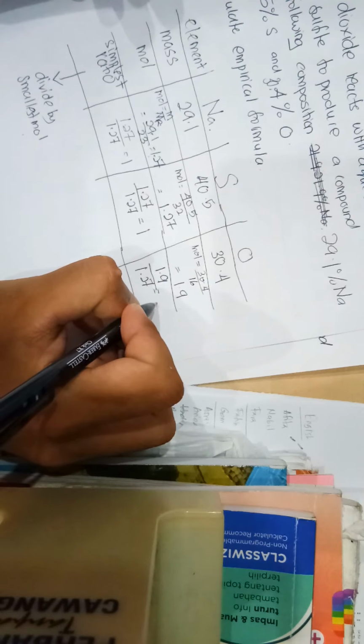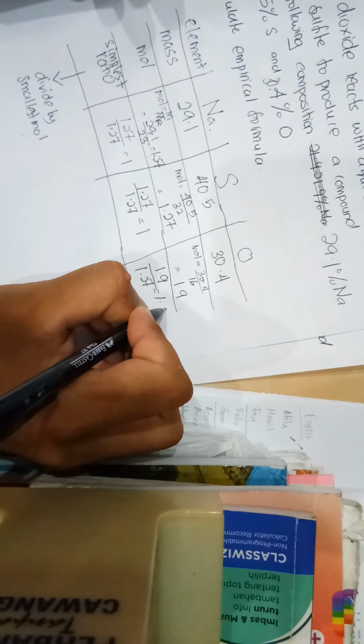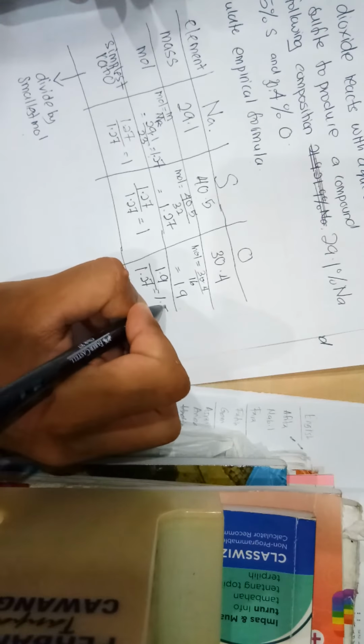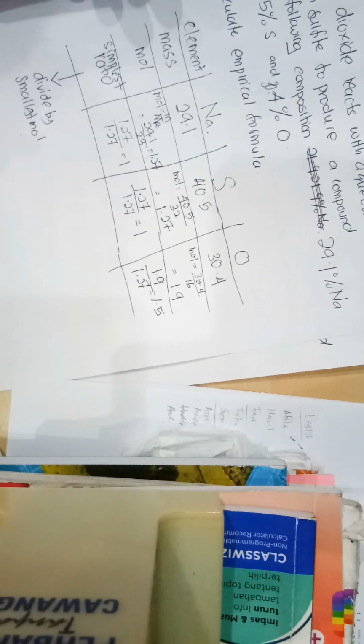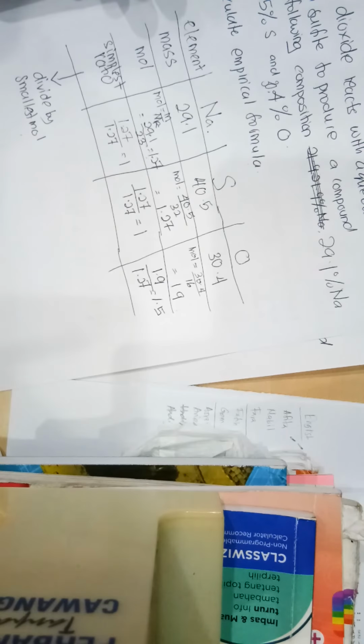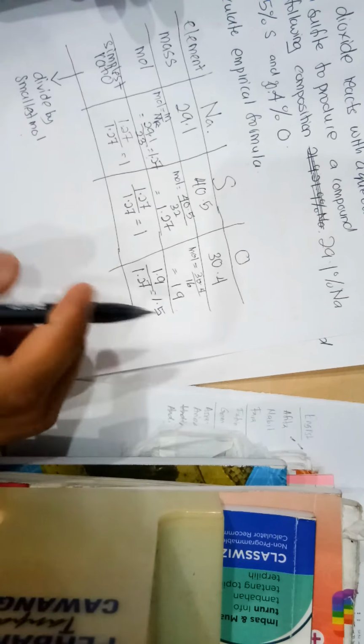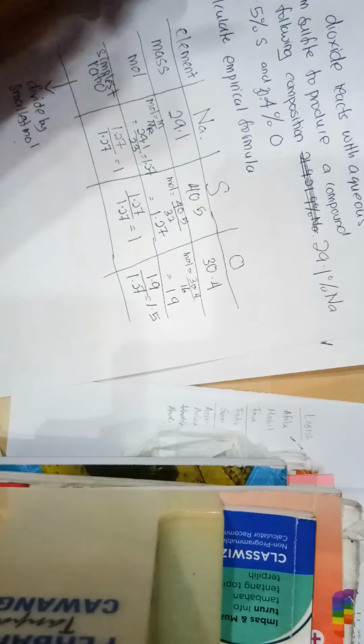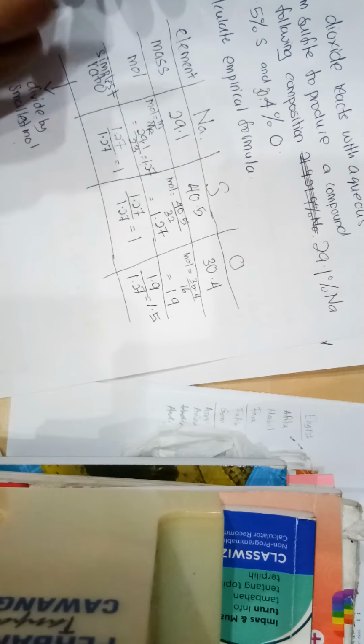So you will get 1.9 divided by 1.27. It will be 1.496. So I take it as 1.5. Okay, so for the simplest ratio, you cannot have a decimal number. Here you get a decimal number, which is 1.5.